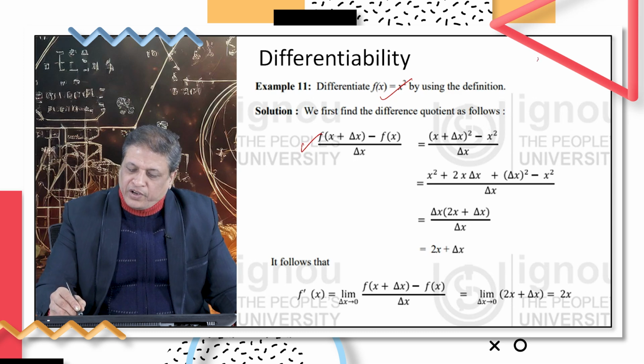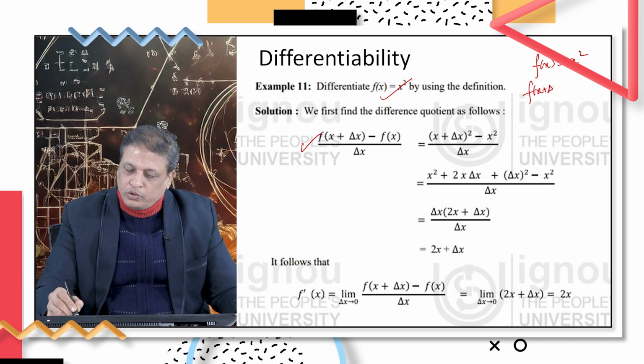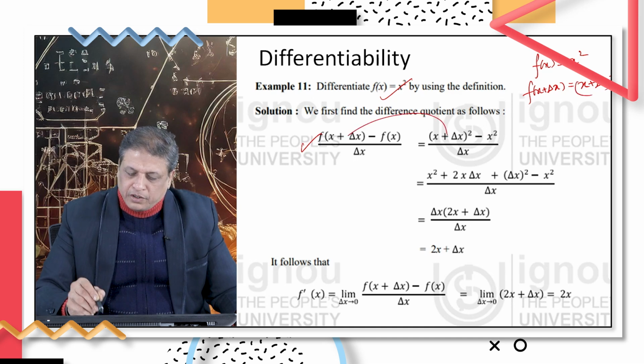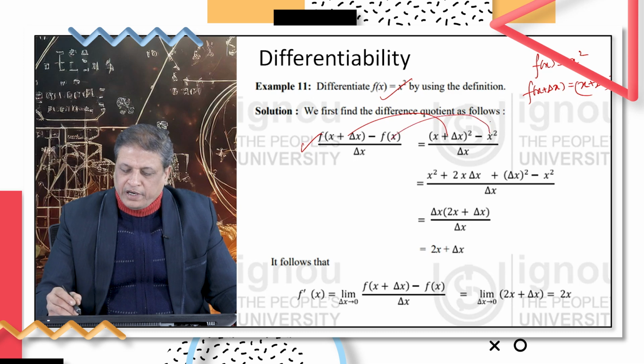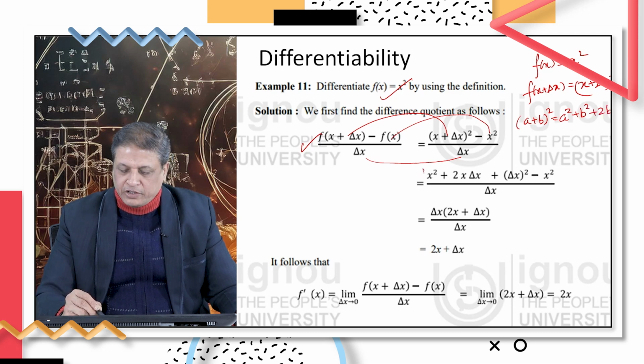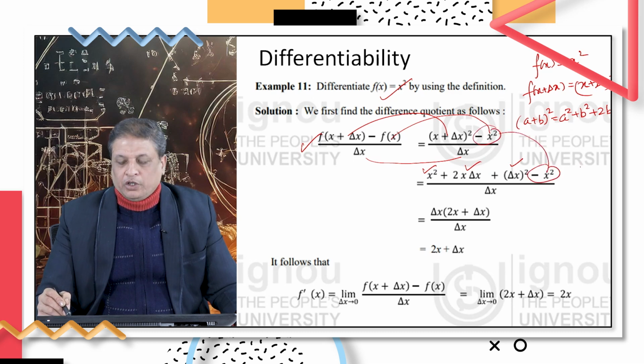If f(x) is equal to x square, then f(x plus delta x) will be equal to (x plus delta x) square. Substituting f(x plus delta x) and f(x), you will get the expression (x plus delta x) square minus x square upon delta x. You know (a plus b) square is given by a square plus b square plus 2ab. Applying this identity, you will get x square plus delta x square plus 2x into delta x, and minus x square is carried forward to this expression.